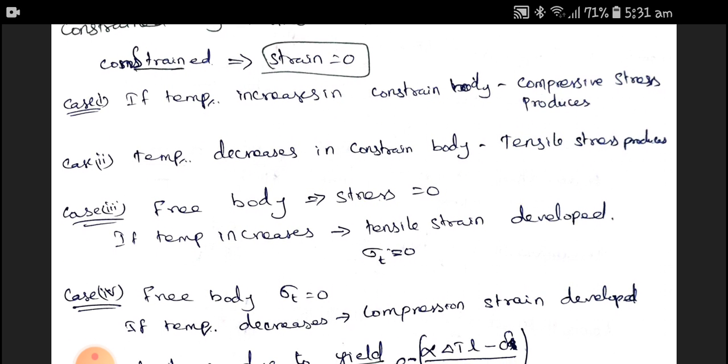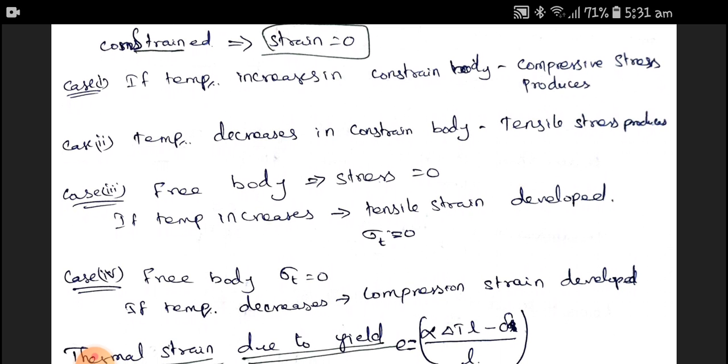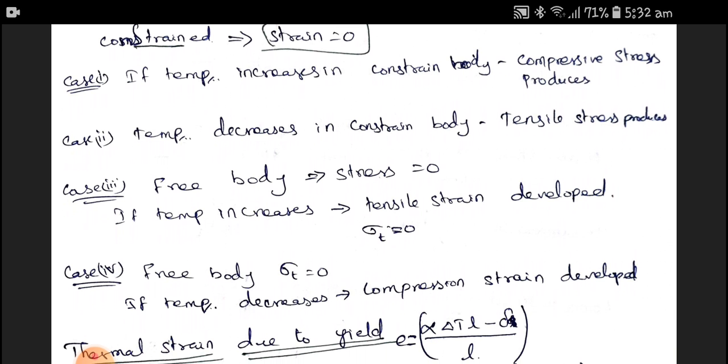In the case of a free body, there is no stress. If we are constrained, we have stress. So with this simple understanding, a free body has zero stress, whether the temperature increases or decreases. If the temperature increases, tensile strain is developed, whereas stress is zero. In the case of decrease in temperature, compressive strain is developed.